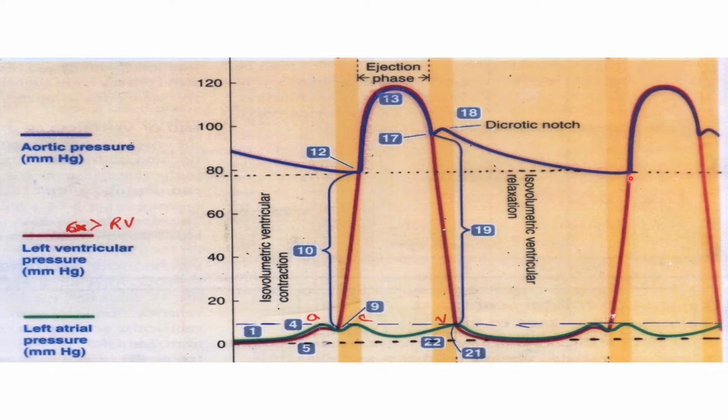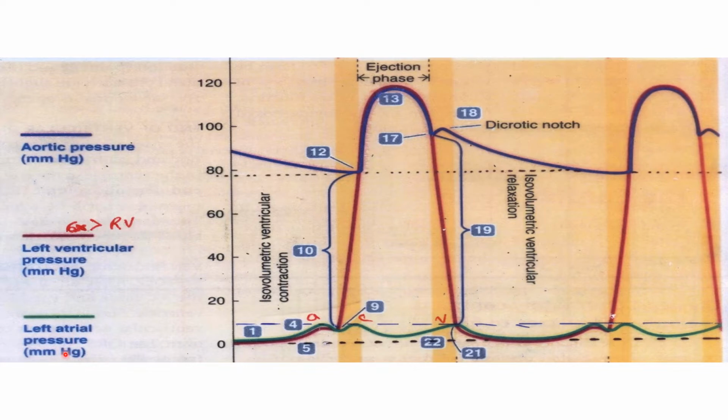These are the aortic pressure changes in millimeter of mercury during the cardiac cycle. This is maximum in the ejection phase, may go up to 120 in a normal person, and minimum up to 80 millimeter of mercury, that may be a little lower. Normal range is 75 to 80 millimeter of mercury. So in the diastole the pressure is continuously decreasing, and at the end of the diastole the pressure is 80, and at the peak of the systole the pressure is almost 120 millimeter of mercury.